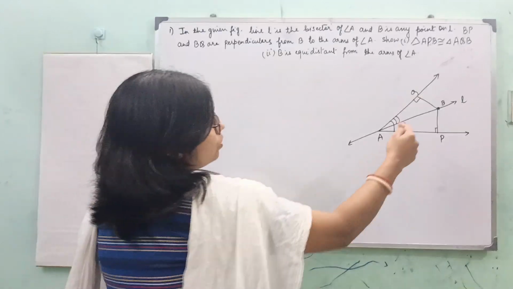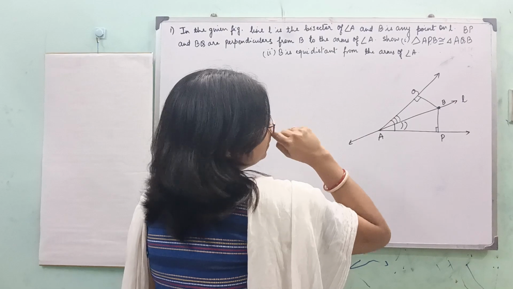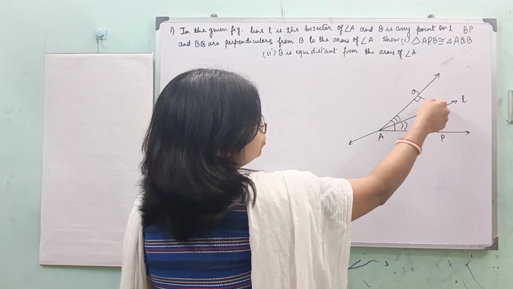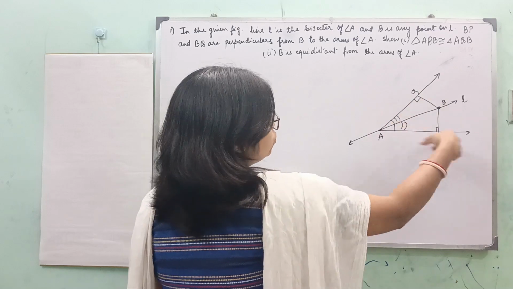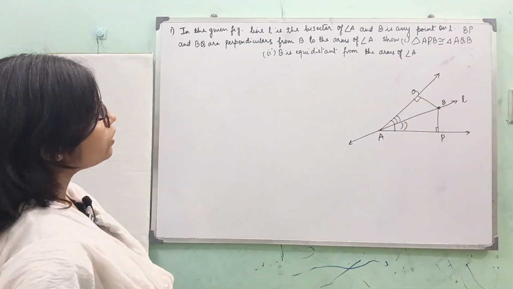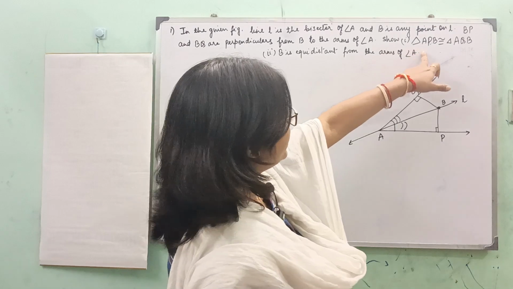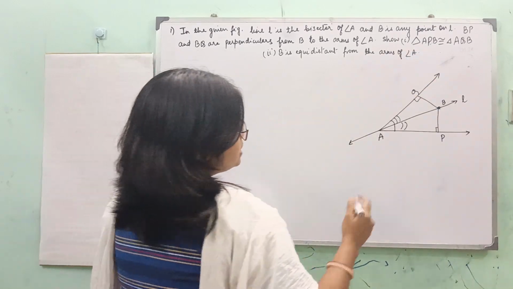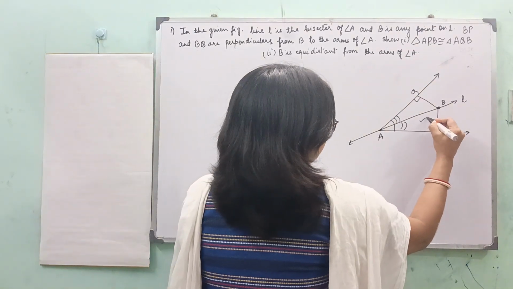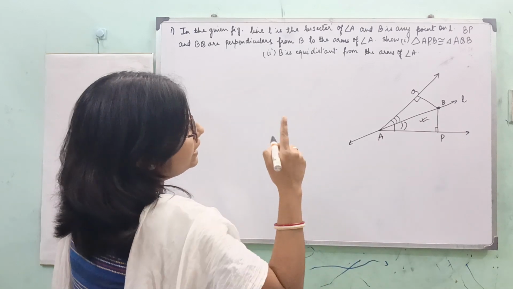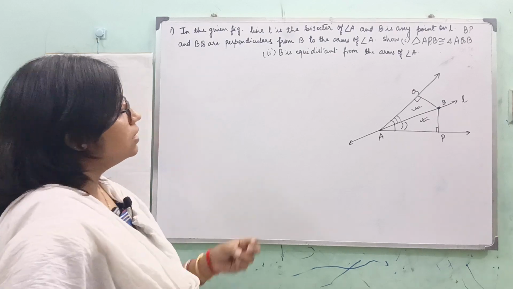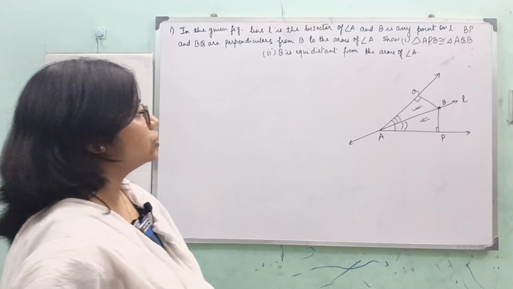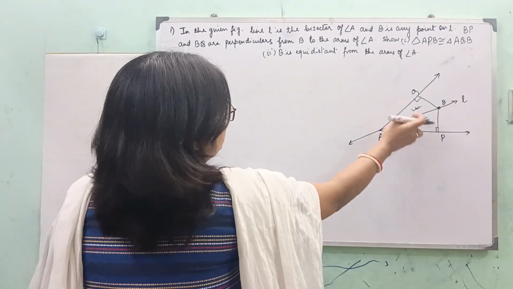Now from B we are drawing two perpendiculars. We have two perpendiculars drawn, BQ and BP, on the two arms of the angle. We have to show triangle APB, that is this triangle, and triangle AQB, this triangle, are congruent to each other. So these two.